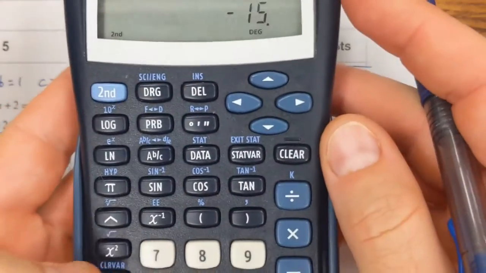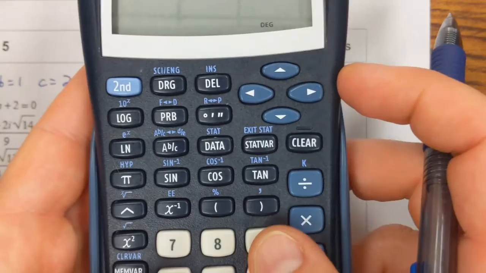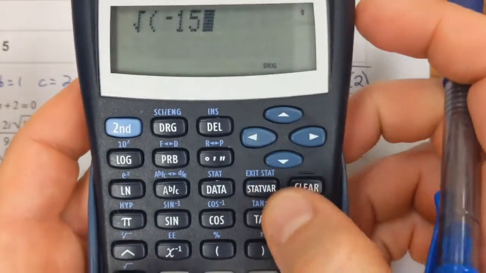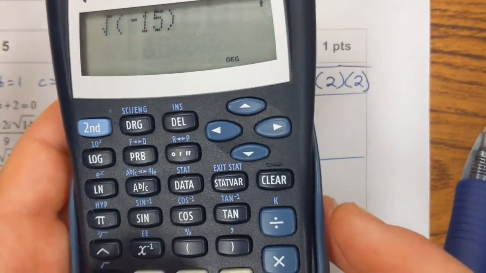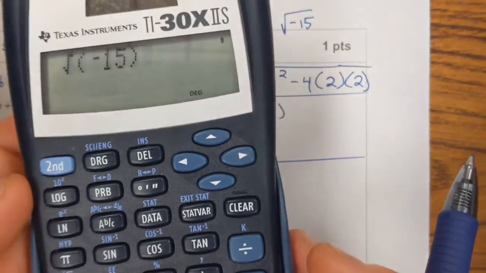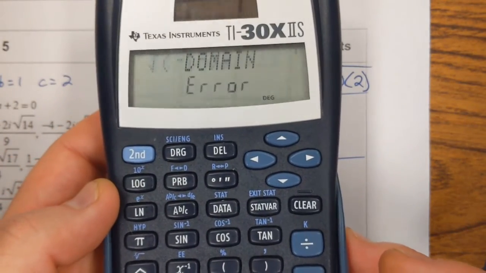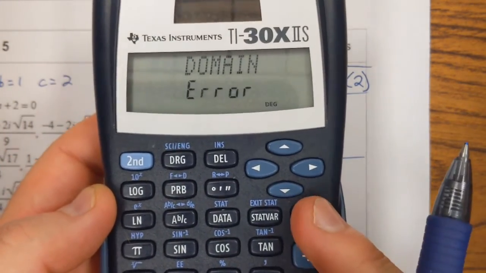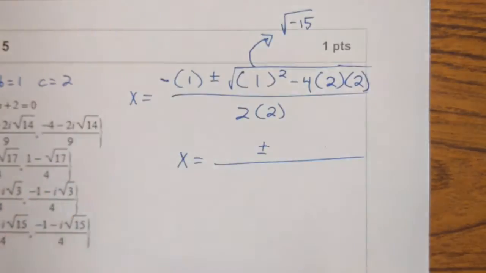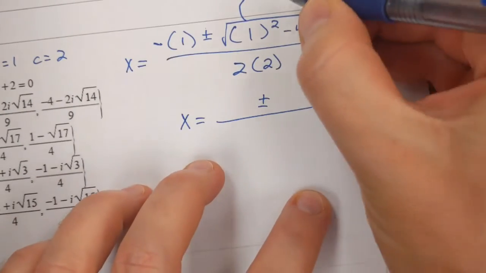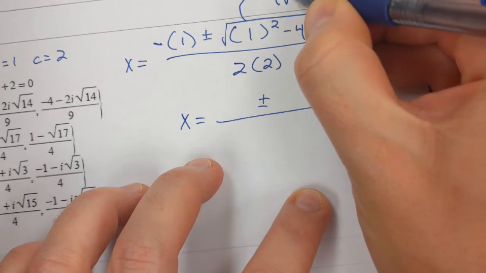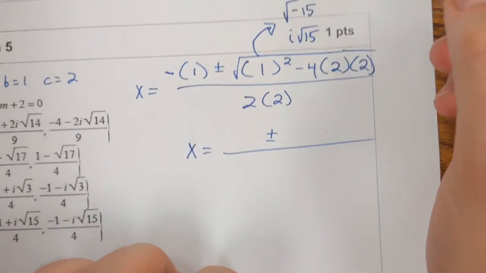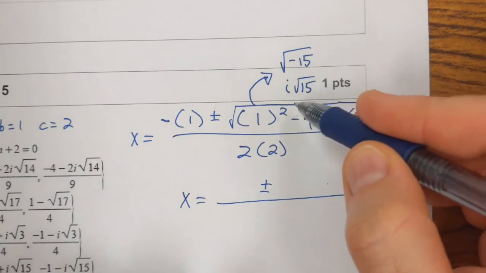Watch what happens when you try to square root a negative 15. We talked about this earlier in assignment 3.1. When you try to square root a negative number, you get an error. It's because it's called imaginary. And the way we actually are going to write this is i radical 15. Okay? This square root of negative 15 is imaginary.